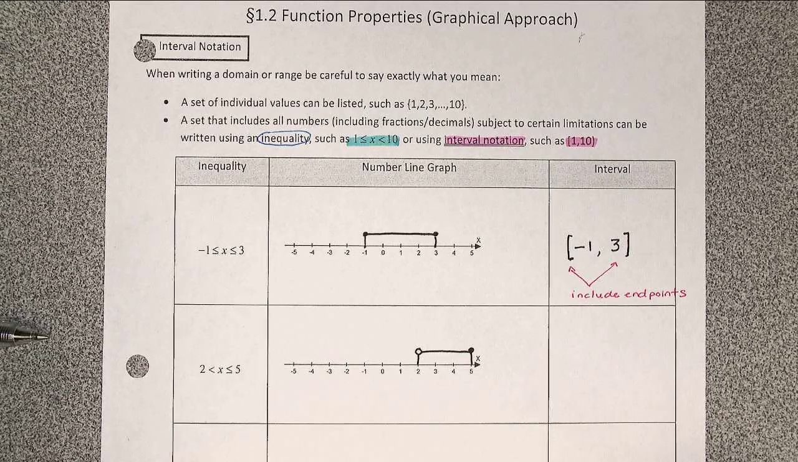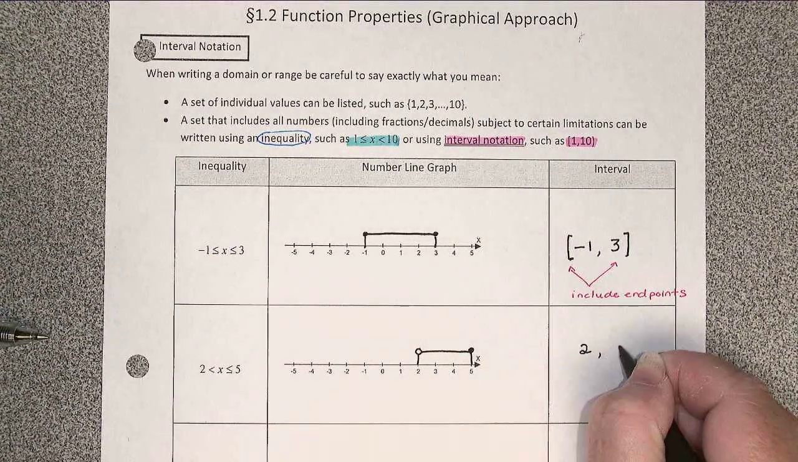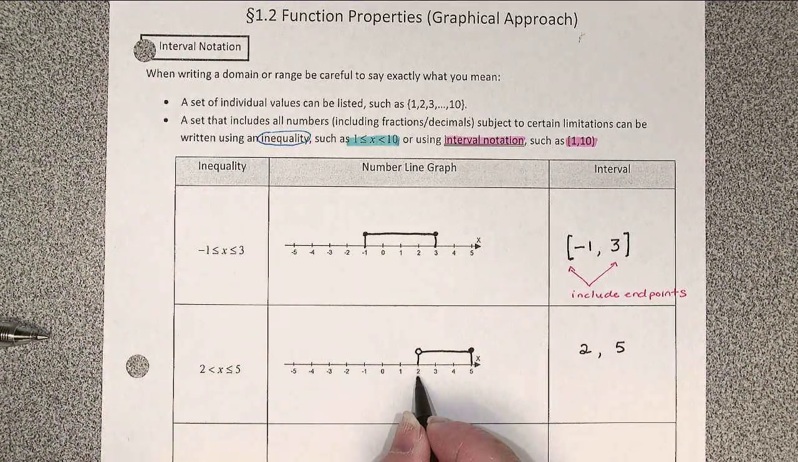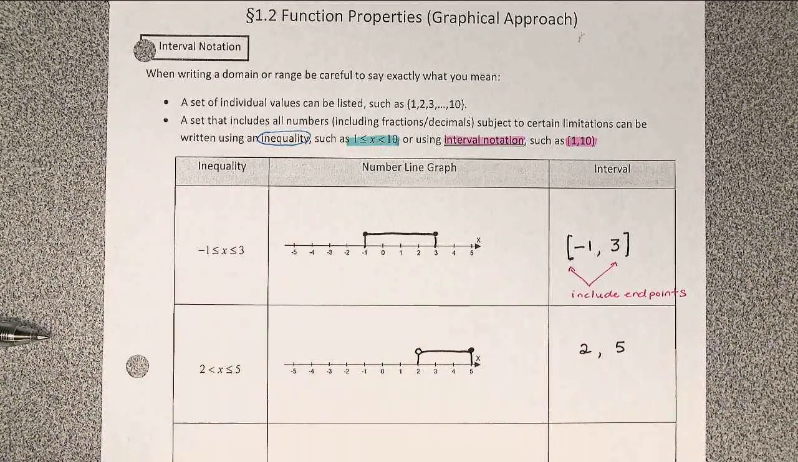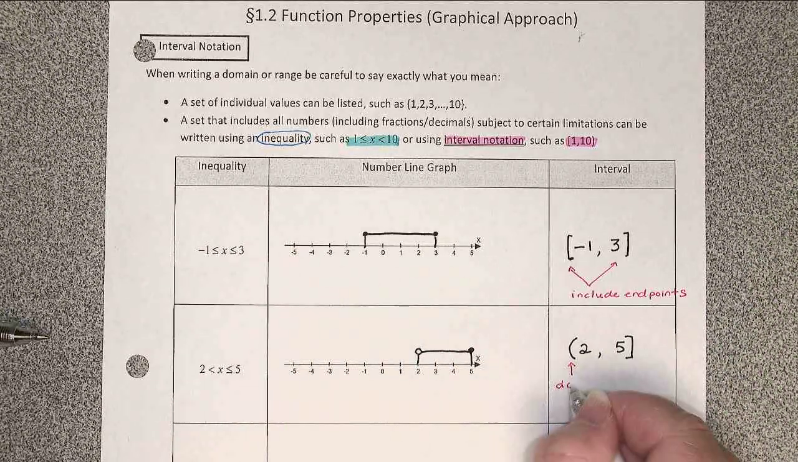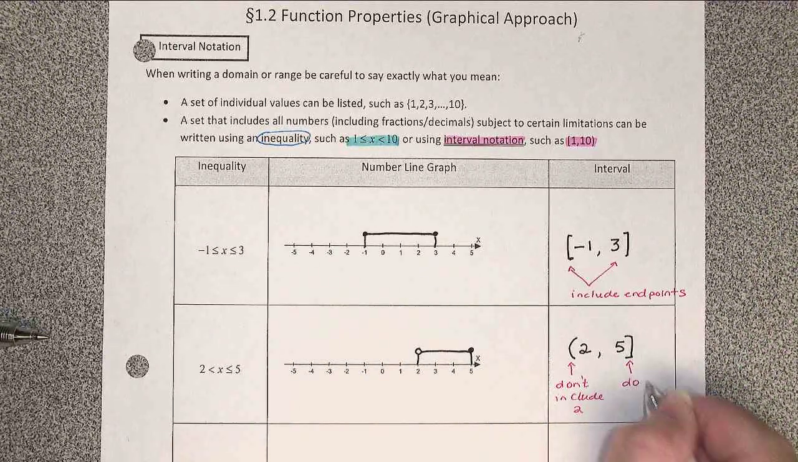To write my interval notation, once again I want to go from left to right. So I'm going to go from 2 to 5. Using the interval, I show that I don't include the endpoint at 2 by using a parenthesis rather than a bracket. I do include the 5, so I'll put the bracket there. So the parenthesis means don't include the 2. The bracket means do include the 5.